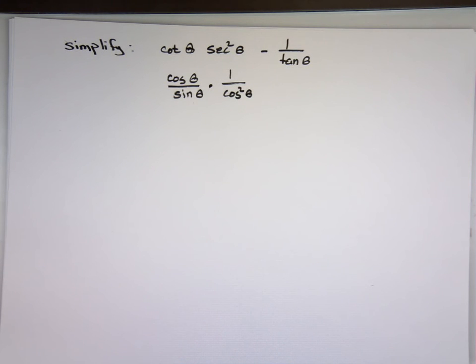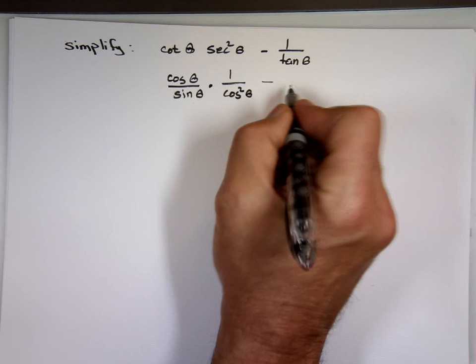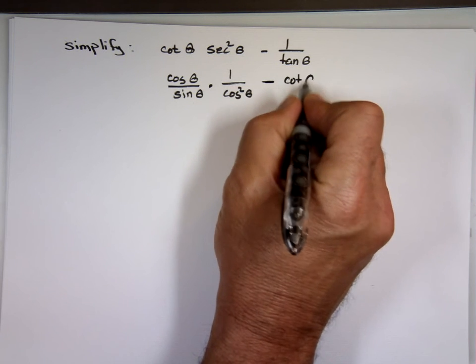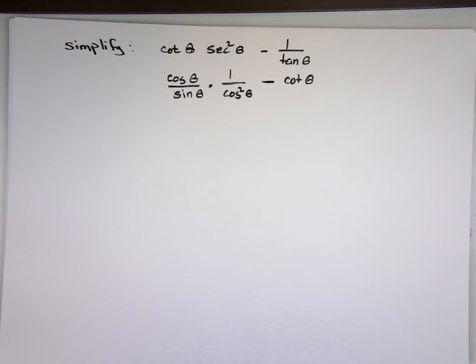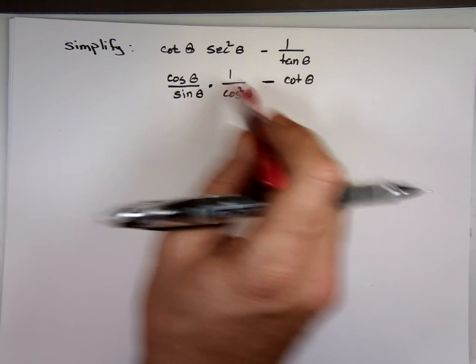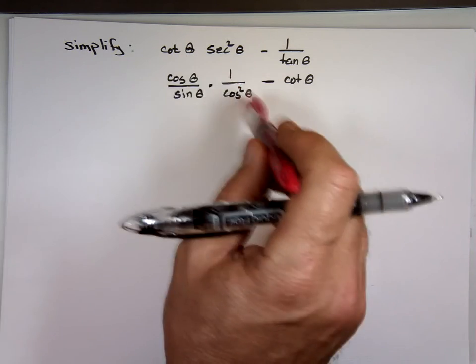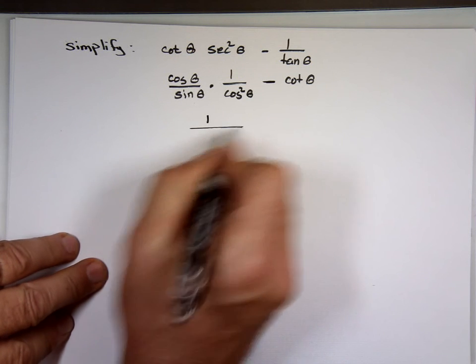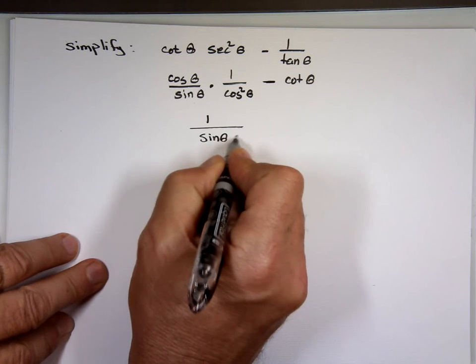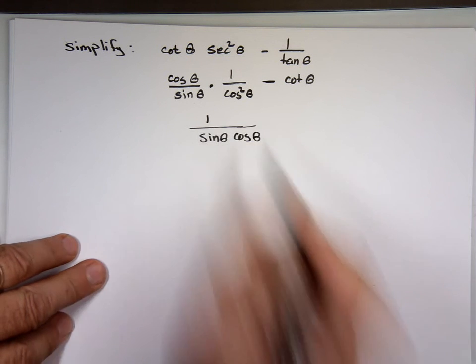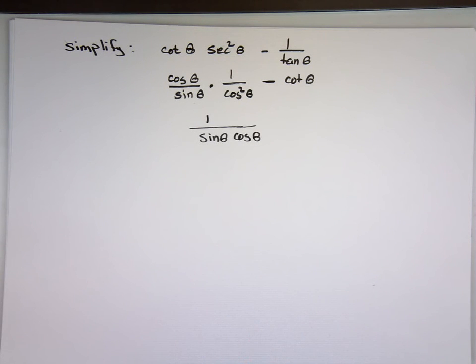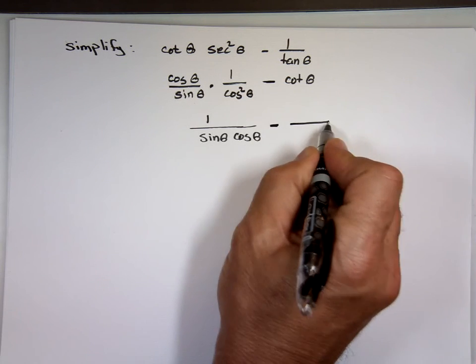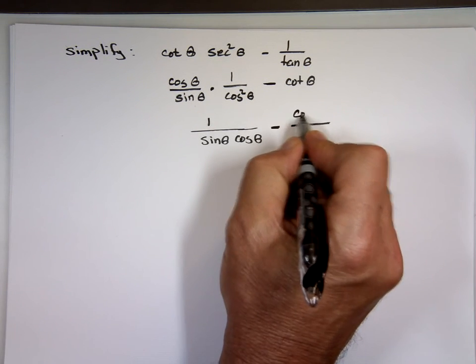Isn't 1 over tangent cotangent? Right? Cotangent is 1 over tangent. I'm going to change it to cosine over sine in a second. So here, this cosine is going to cancel one of these cosines. You see that? There's a cosine here and there's two of them here. So what's left? 1 over sine theta cosine theta. Minus the cotangent, which is what? Cosine theta over sine theta.